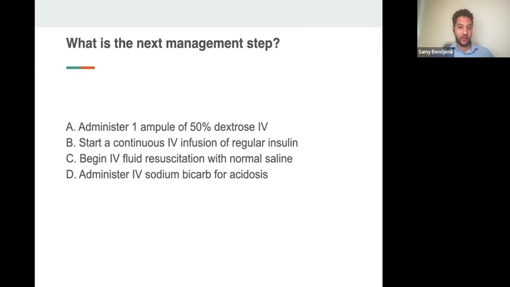And I think we can start the poll again. So A again would be to give an amp of D50, a 50% dextrose. B would be to start a continuous IV infusion of insulin. C, again, IV fluid resuscitation. Or D, administer sodium bicarbonate for the acidosis.